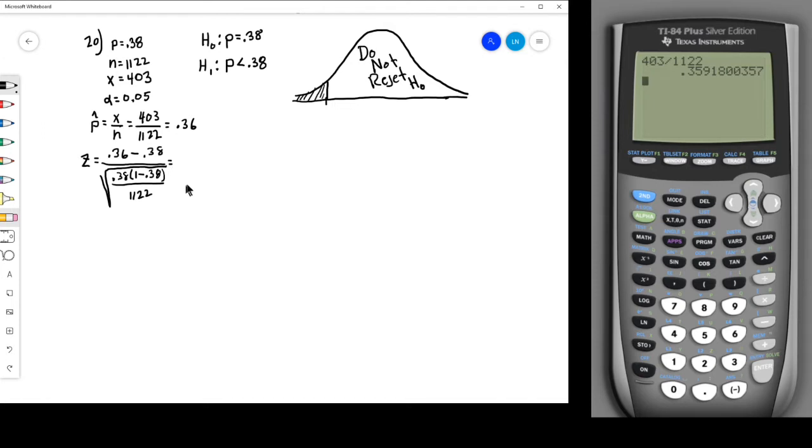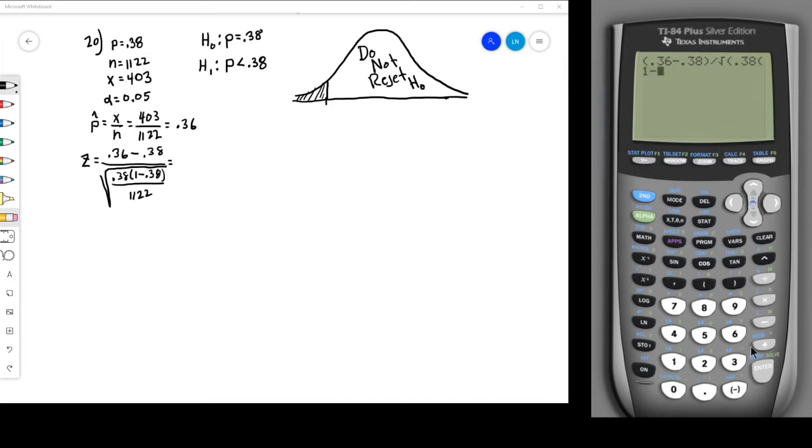Now again, because of the way this calculation is going to come out, I want to do the whole thing in one shot on my calculator. Otherwise, I'm going to kick into scientific notation, and I'd rather not do that. So in parentheses, in the numerator, or just do that part in your head, 0.36 minus 0.38 divided by, and then I need a big square root. All right, so on top, 0.38. You could do 1 minus 0.38 first if you wanted to. I'm just going to put it all in.